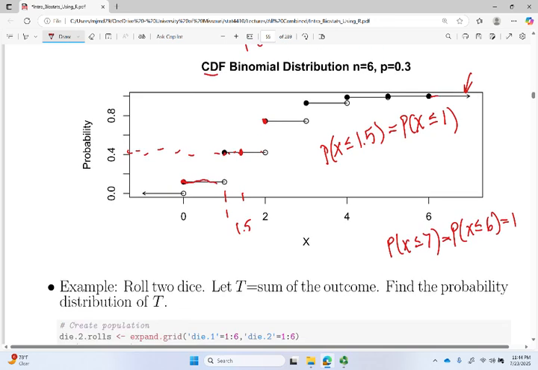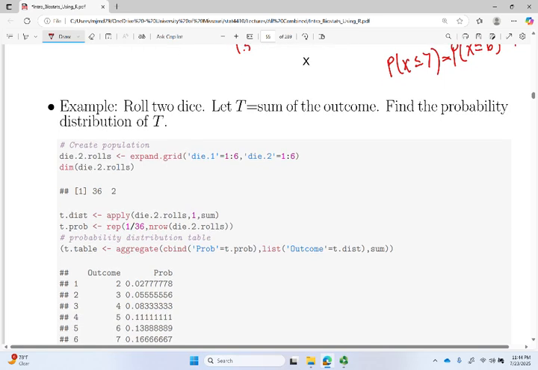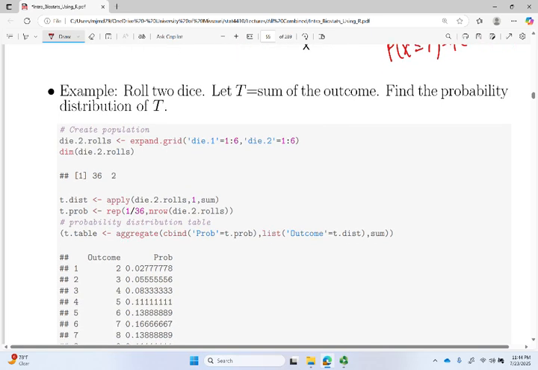Now let's look at an example in R to find the probability distribution. And I'd highly recommend you go through this and double check the numbers and make sure you understand. But let's let our random variable be the sum of 2 rolls of a dice. Let's find the probability distribution of t.